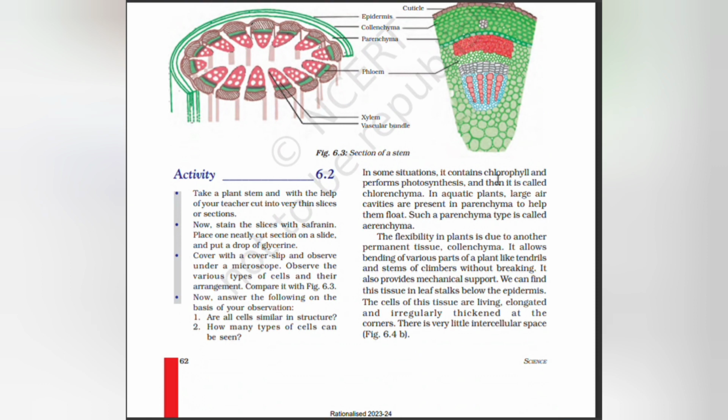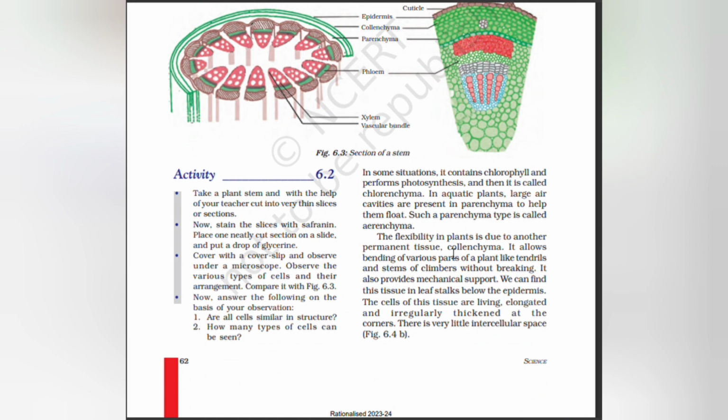In some situations it contains chlorophyll and performs photosynthesis, and then it is called chlorenchyma. In aquatic plants, large air cavities are present in parenchyma to help them float. Such a parenchyma type is called aerenchyma.